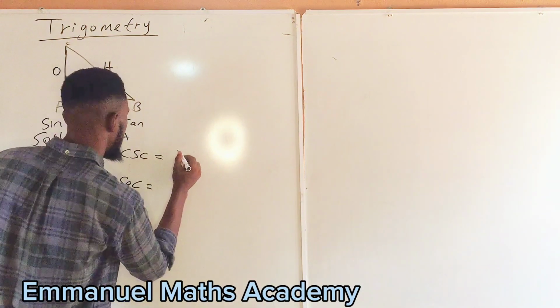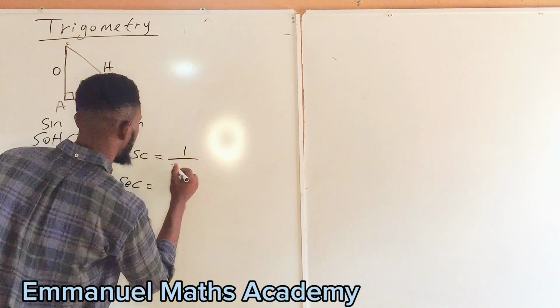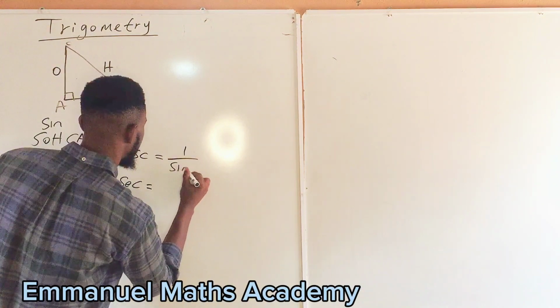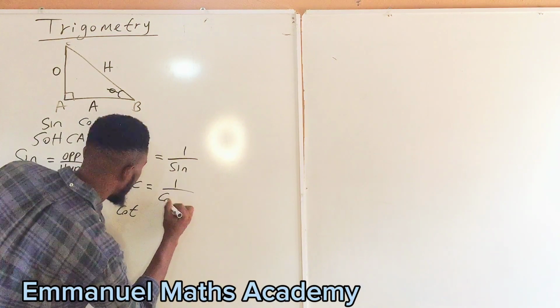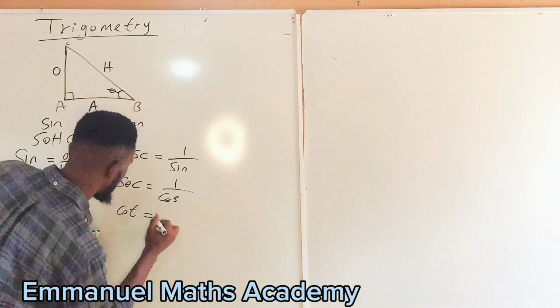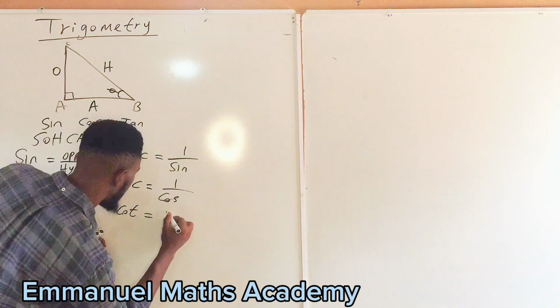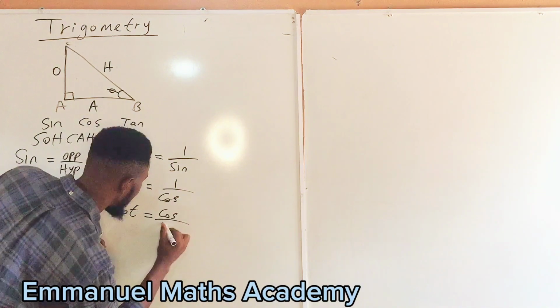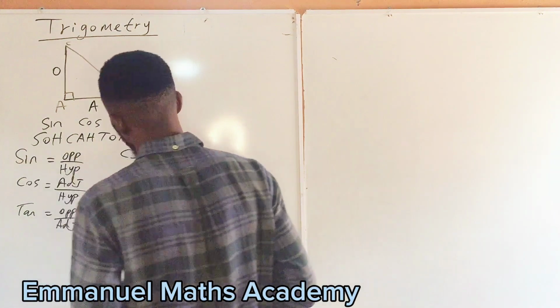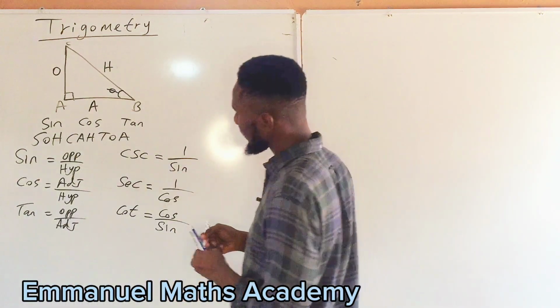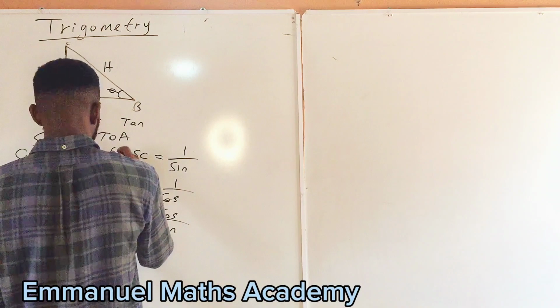Cosec is equal to 1 over what? Sine. While sec is equal to 1 over cos. Cot is equal to cos over sine. Is that clear?